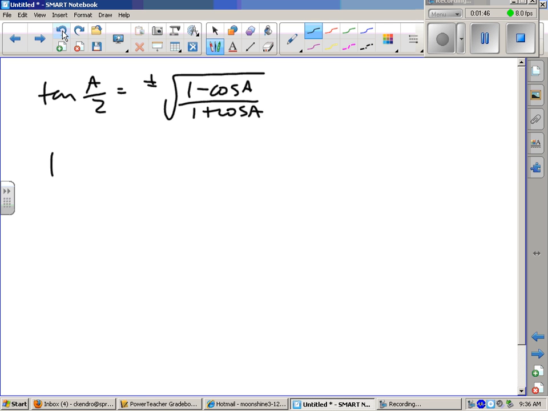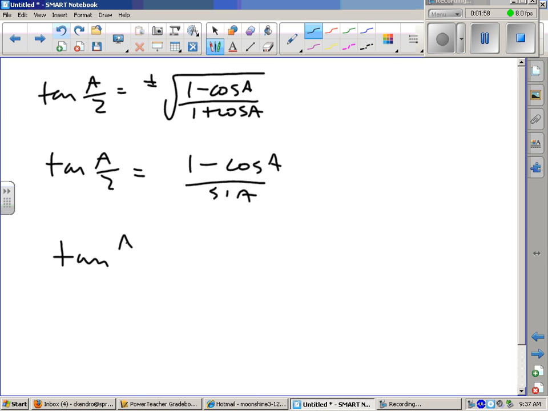Let's do that again. Tangent of a over 2 equals 1 minus cosine a over sine a. Now that one's nicer because it doesn't have any square roots. The second one of this type is sine a over 1 plus cosine a. Now for me, my favorite one out of all 3 is this middle one because it doesn't have a square root and it doesn't have a plus in the denominator, because if you have a plus like this one does, you might have to use the conjugate to get rid of it. So that's not very fun.